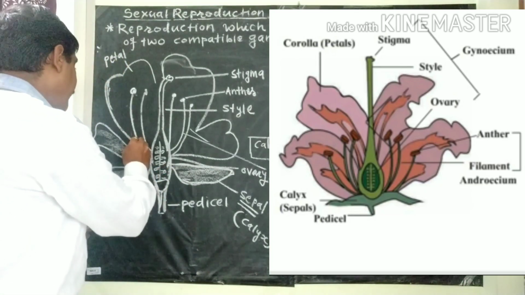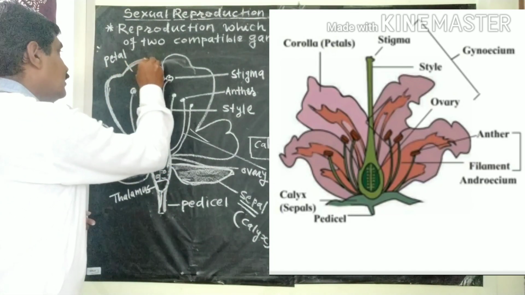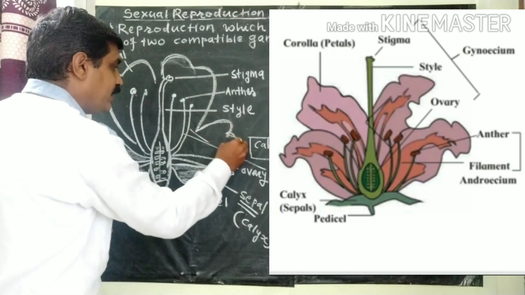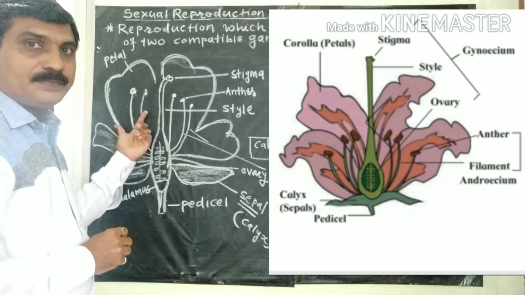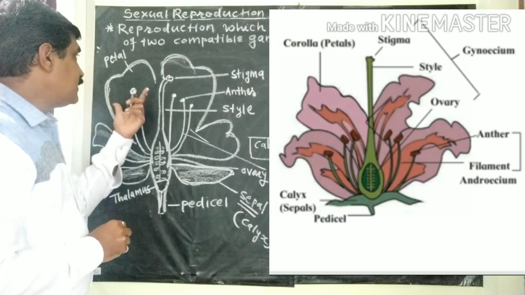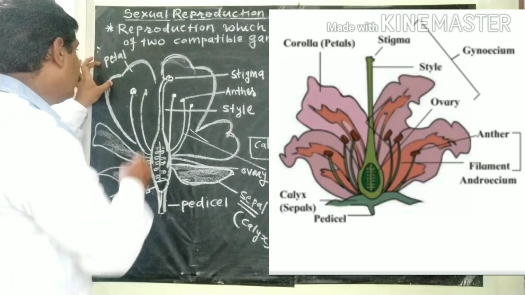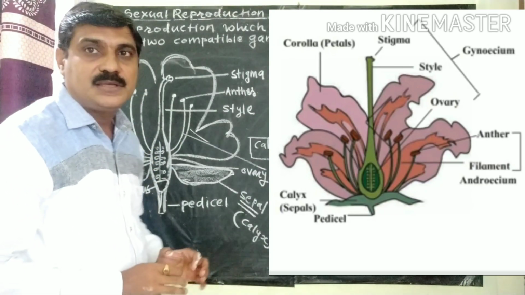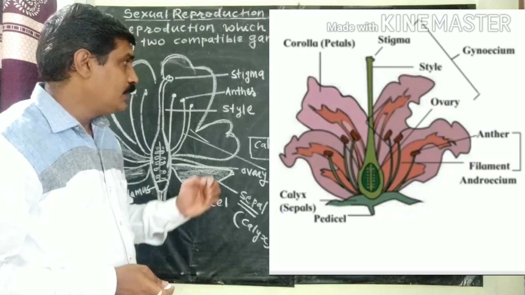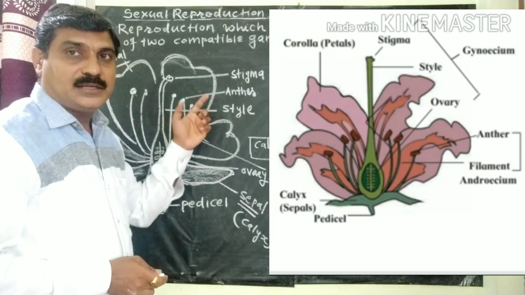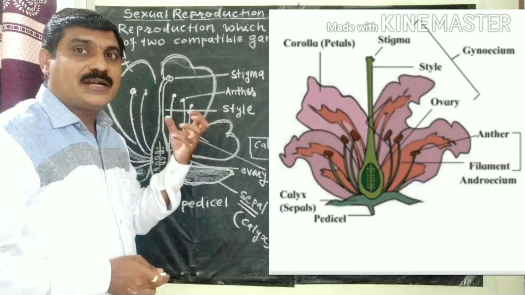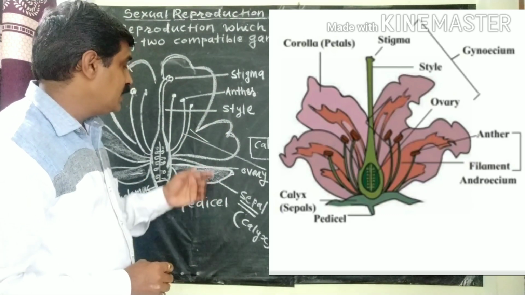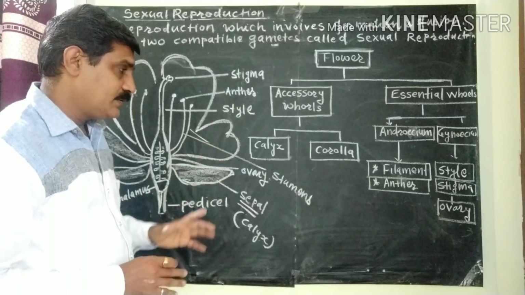Then petals. These are the non-green, brightly colored parts present in the structure of the flower. Individually they are known as petals, but collectively they are known as the corolla. Petals are bright in color because they attract insects for pollination. Thus, these are the petals.